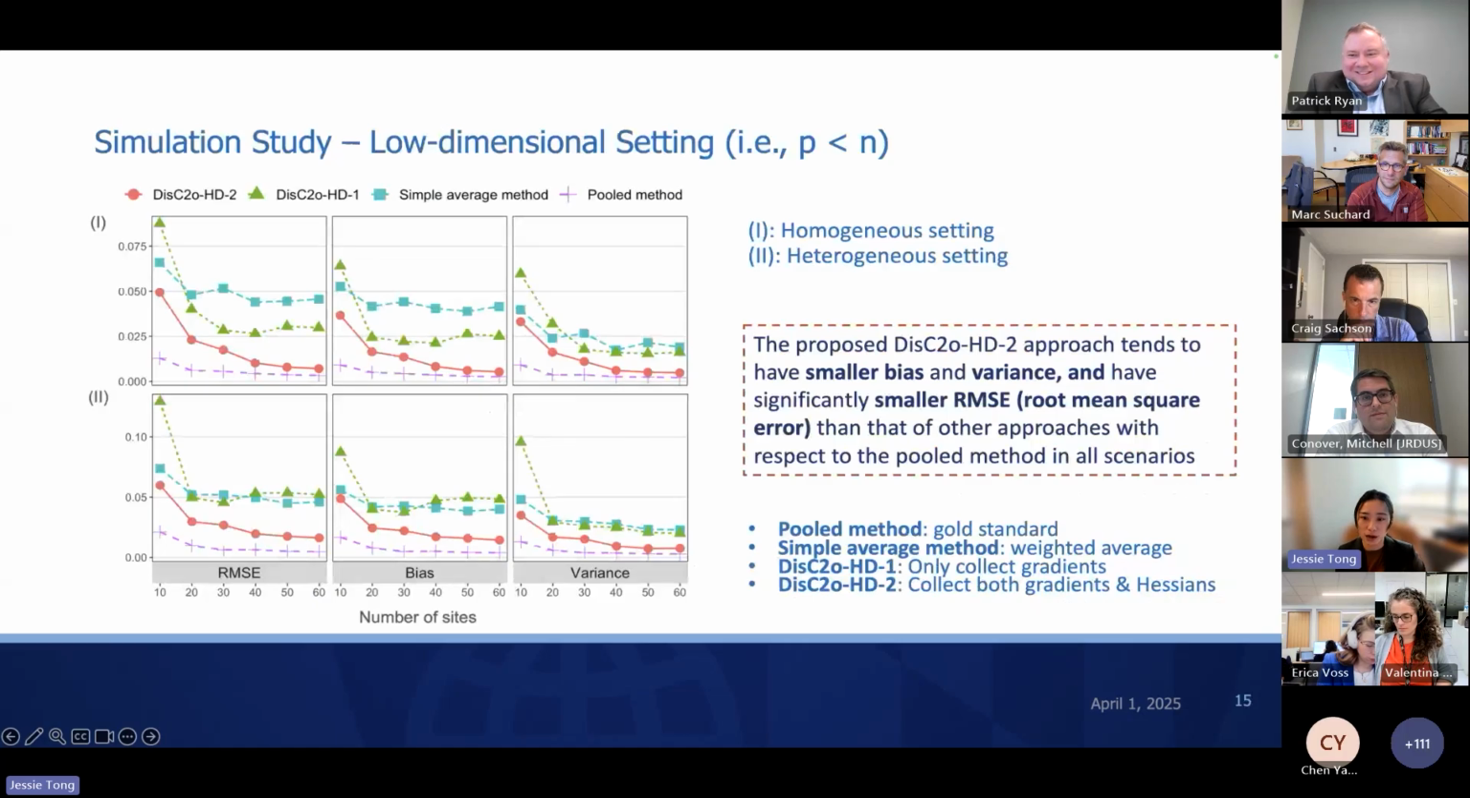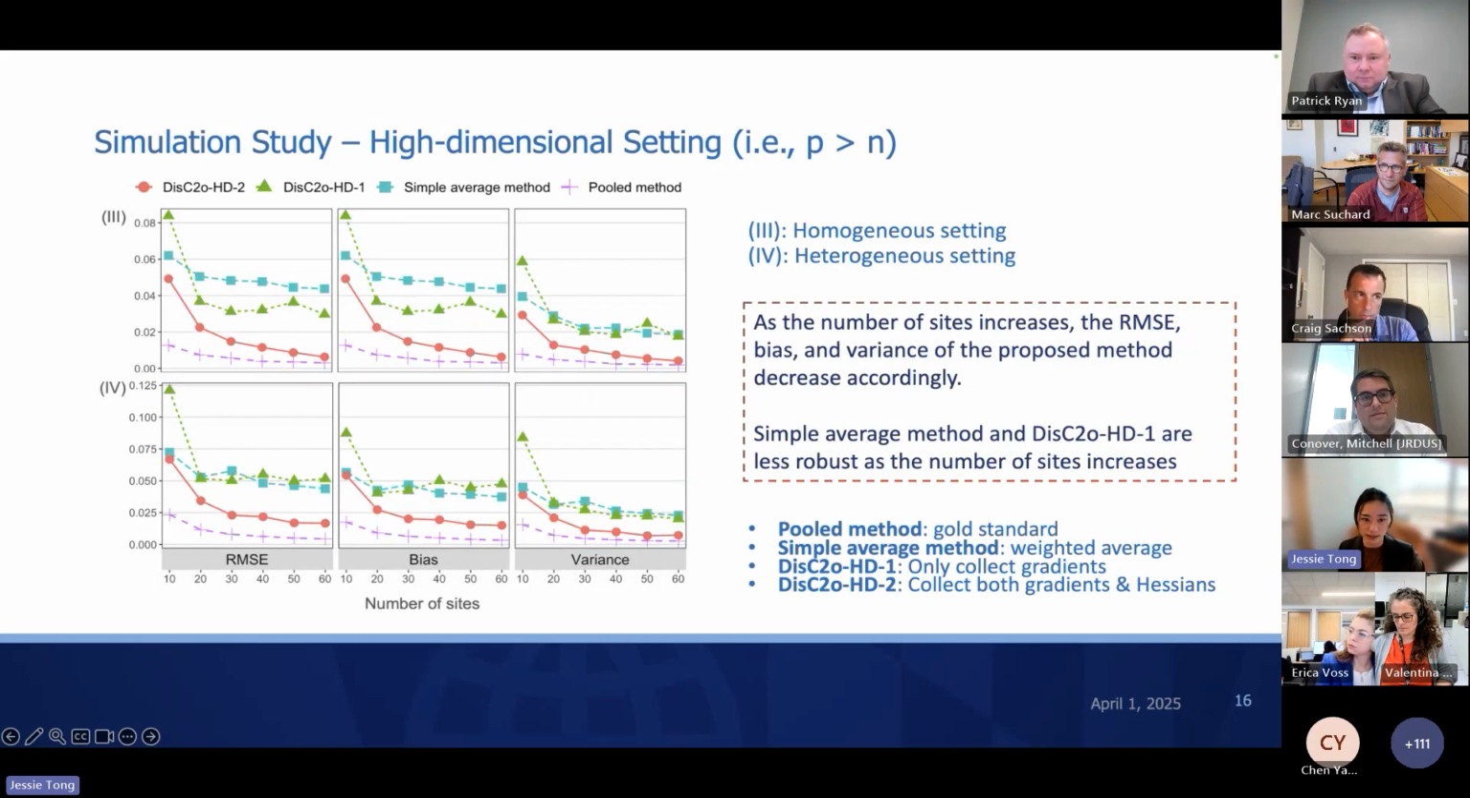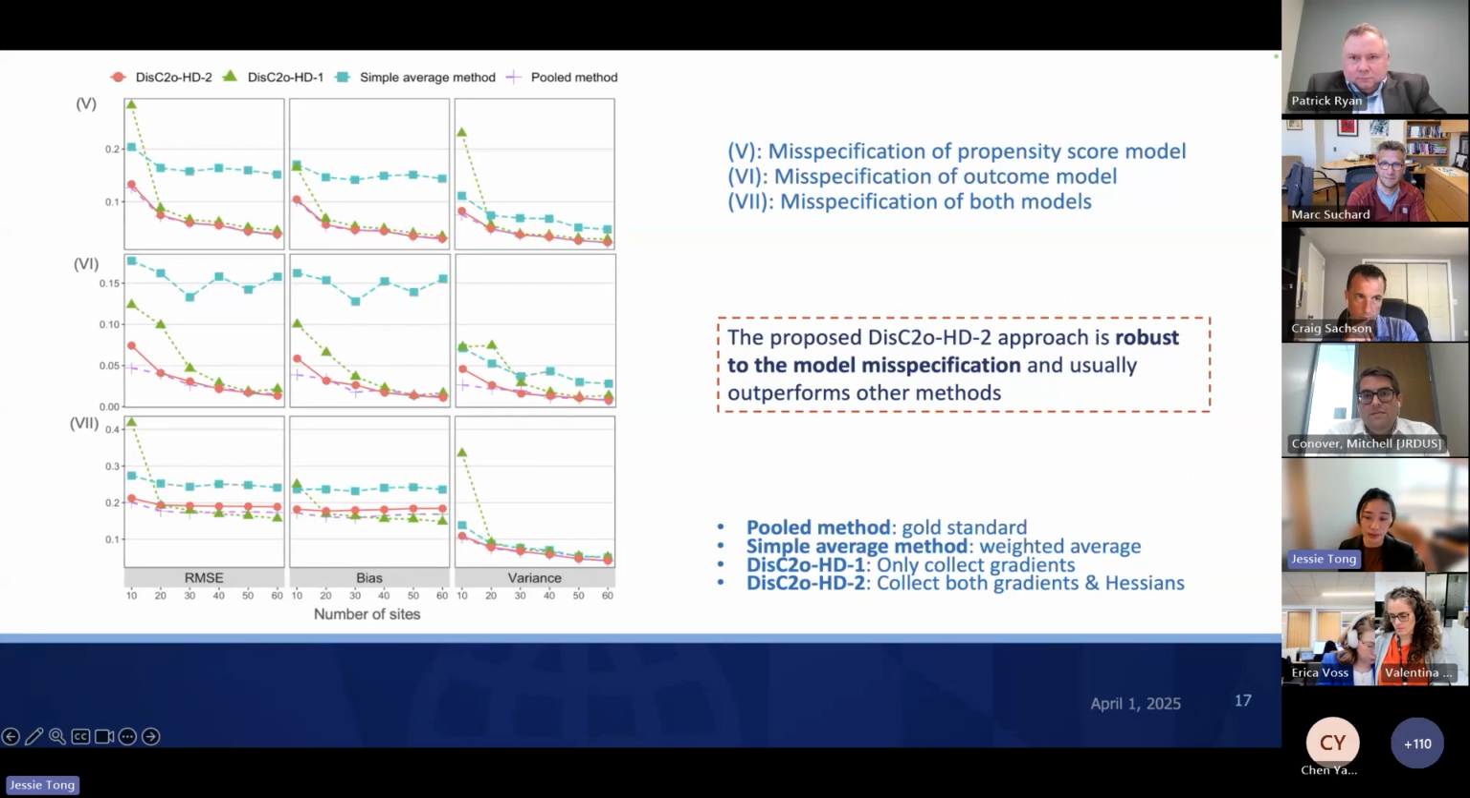To demonstrate the performance of our method, we have run some simulation studies. For example, here we consider the low dimensional settings and also the high dimensional settings. From all of the results in the simulation studies, we can show that the proposed method has smaller bias, smaller variance, and also smaller RMSE, which is the root mean square error, than the other approaches like the simple average method, or the method that only collects the gradients instead of collecting the Hessian as well. And more importantly, since our method is doubly robust, we also ran some simulation studies on misspecification of the propensity score model or the outcome model. From this result, you can see that our method is robust enough to the model misspecification.